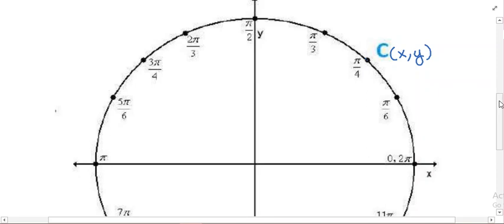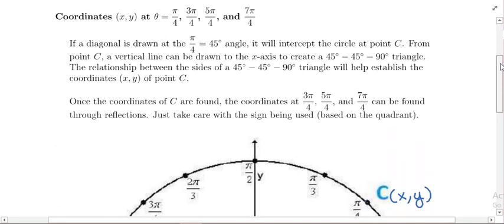So if we go up here and we read, it says, if a diagonal is drawn at the pi over 4 radian mark, that is equivalent to 45 degrees, it will intercept the circle at point C. From point C, a vertical line can be drawn to the x-axis to create a 45, 45, 90 degree triangle. The relationship between the sides of a 45, 45, 90 degree triangle will help us establish the coordinates x, y of the point C. All right, so let's go do this.